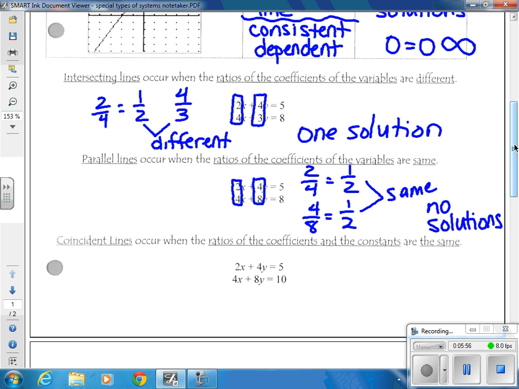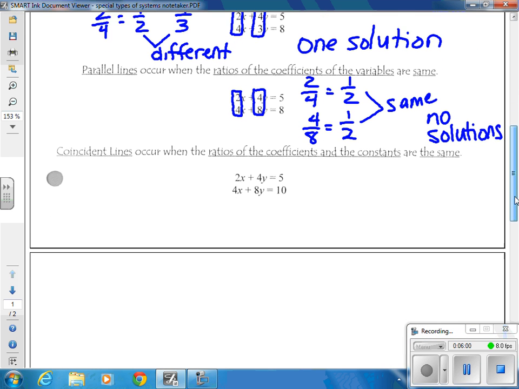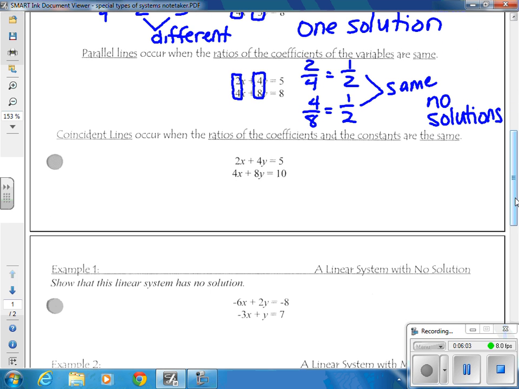And then if you look at the third one, coincident lines, which happens to mean that they are coincidentally the same line, they occur when the ratios of the coefficients and the constants are the same. So every number in this problem sets this up as a ratio and has to be equal. So the 2 and the 4 and the 8, and the 5 and the 10 all have to be the same, or it's not going to be the same line or overlapping line.